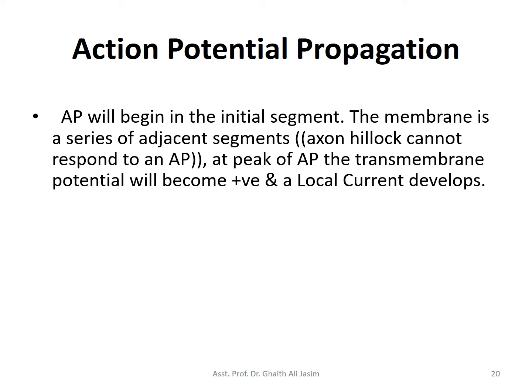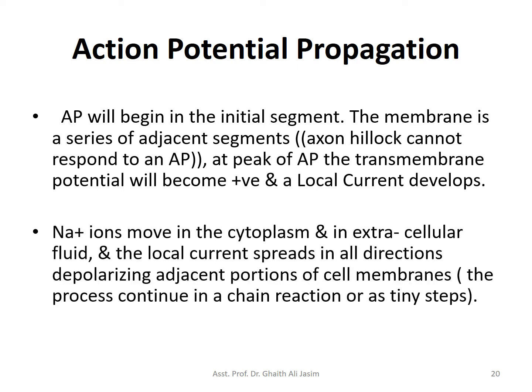At the peak of the action potential, the transmembrane potential will become positive and a local current develops. Sodium ions move in the cytoplasm and in the extracellular fluid, and the local current spreads in all directions, depolarizing adjacent portions of the cell membrane. The process continues in a chain reaction, or as tiny steps, along the parts of the axon.